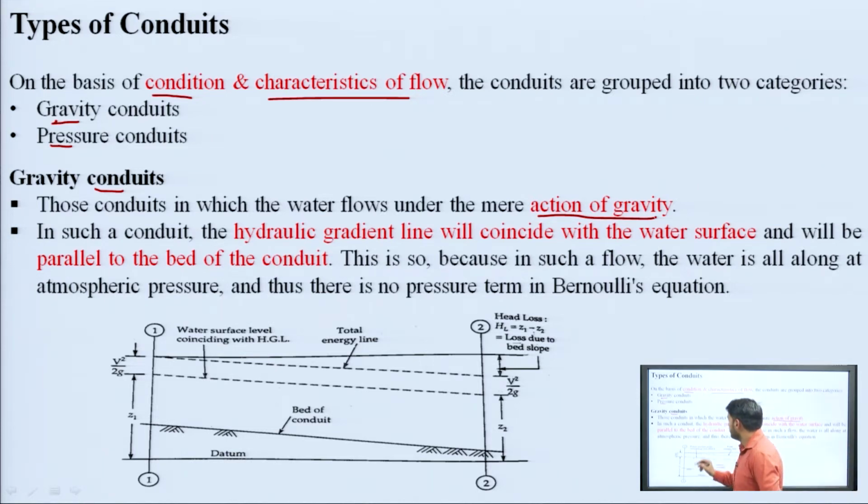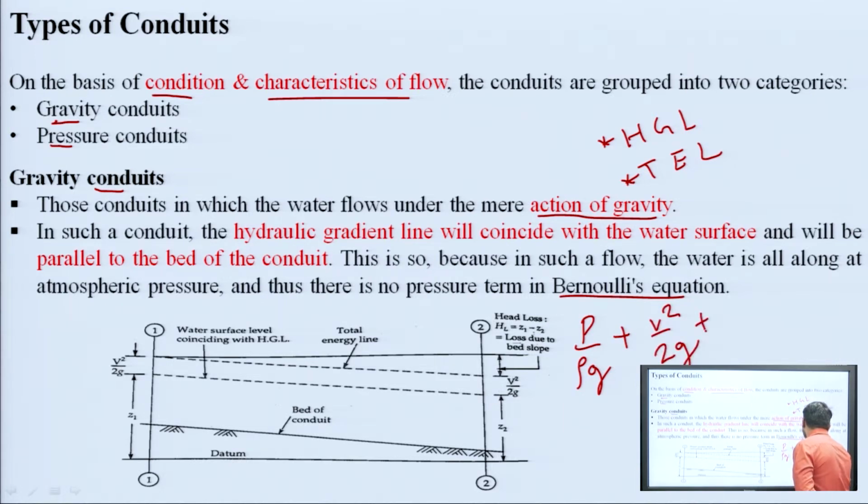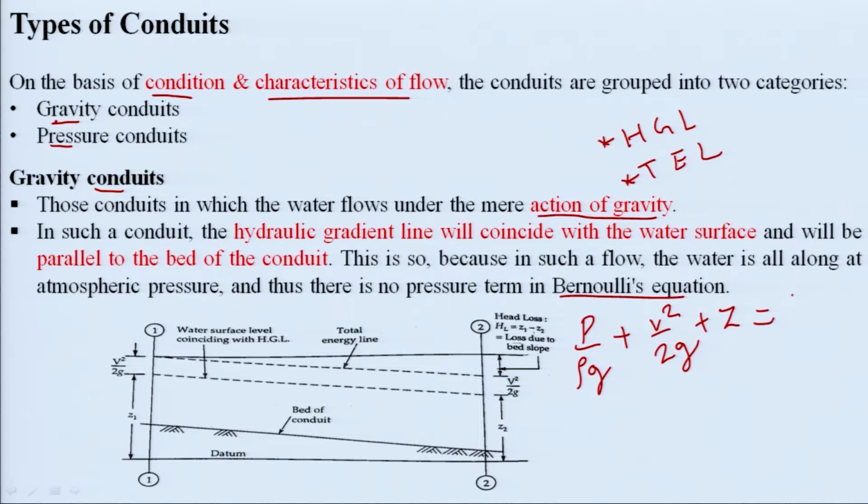What will happen in gravity conduits? As we all know, there are two lines: the hydraulic gradient line and the total energy line. To understand these two, we need certain ideas regarding Bernoulli's theorem. In Bernoulli's equation, there are basically three heads. The first one is pressure head, that is P by rho g. The second one is velocity head, that is V square upon 2g, and the third one is datum head, that is represented by Z, which is constant.